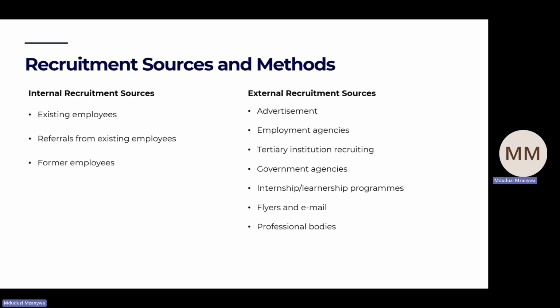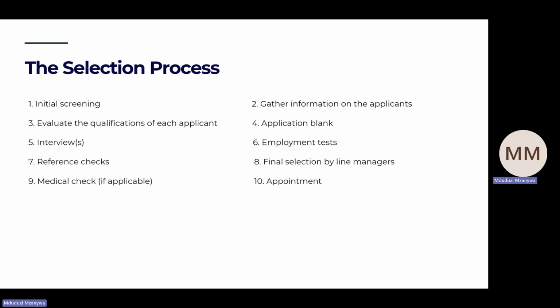You could use flyers and emails, and then you could also source people from professional bodies. Now, for HRM, a professional body that we could use would be SABPP, South African Board of People Practices. You get people who are members from there. Chances are there's an advantage of having them because they do have a clue about the field that you are in. Once you've successfully recruited, you go through the selection process.